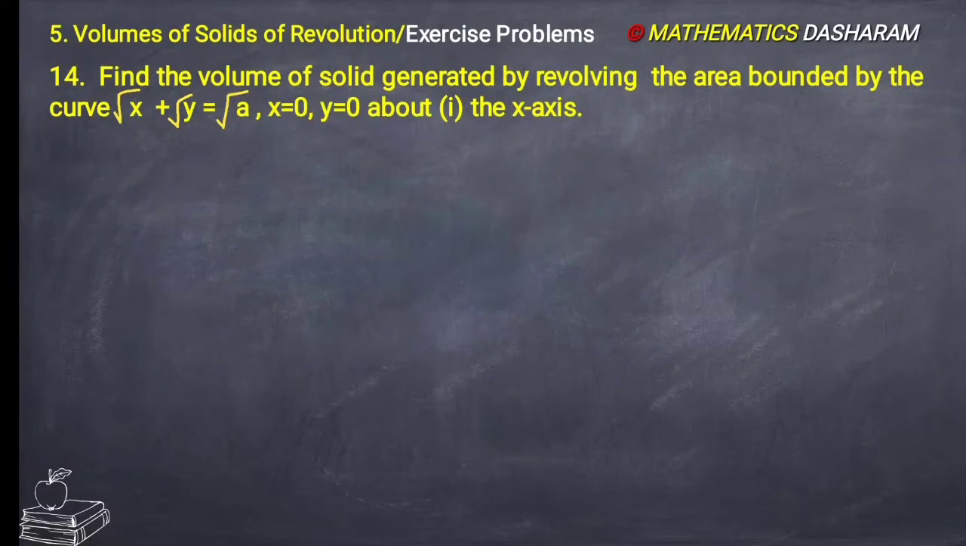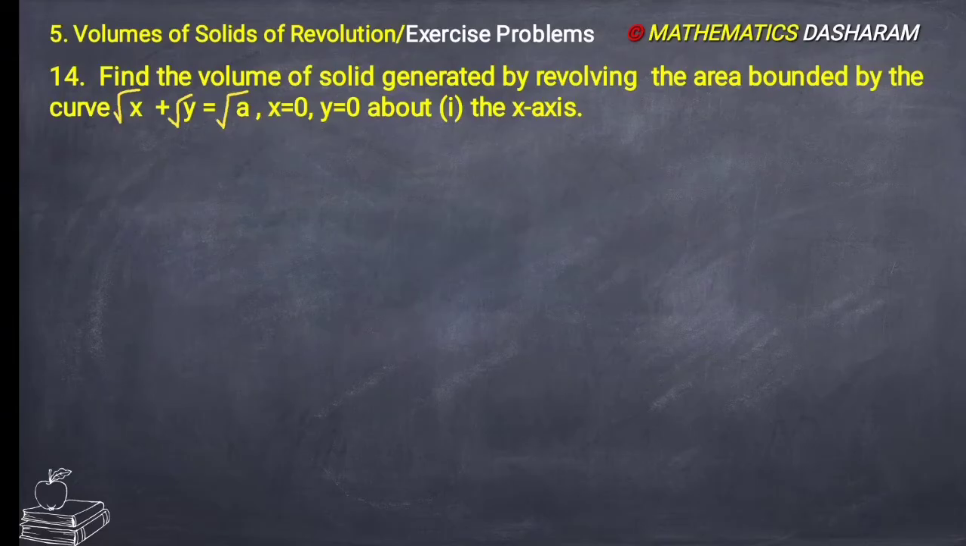Next question, find the volume of a solid generated by revolving the area bounded by the curve root x plus root y equals to root a, x equals 0, y equals 0 about the x-axis.